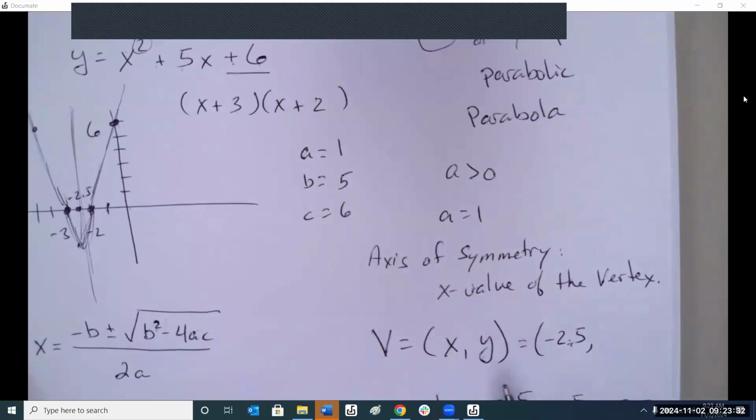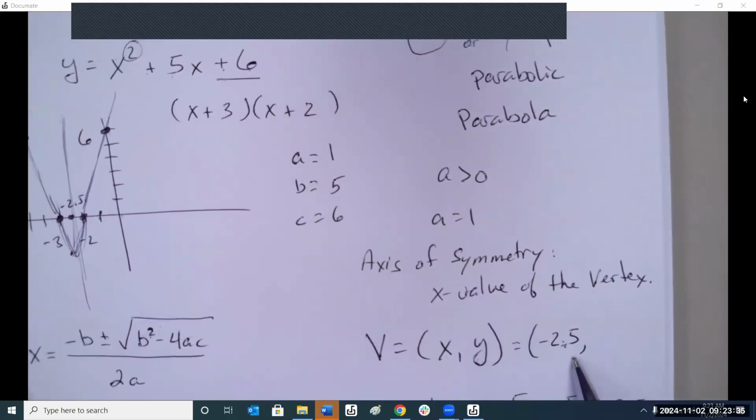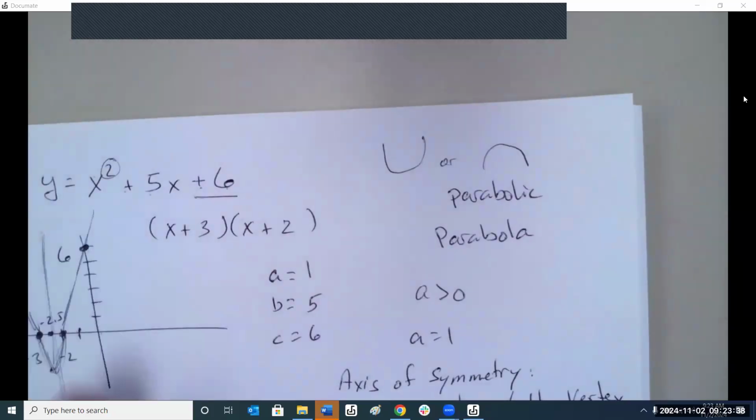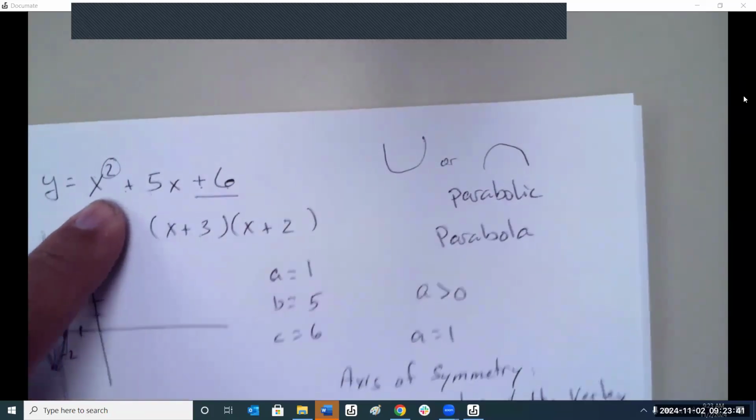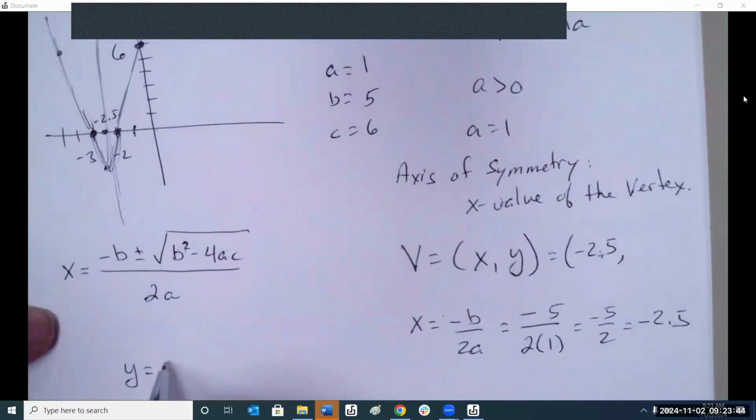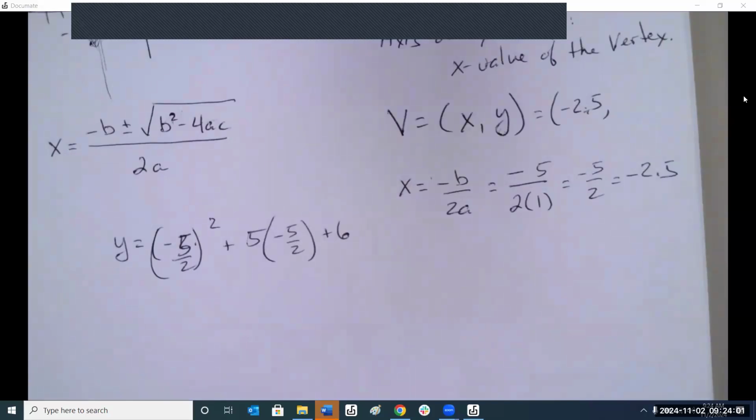Well, let's find it. How do we find the y value? Well, we know the x value. Plug it into our equation. So y is equal to, I'm gonna do -5/2 squared plus 5 times -5/2 plus 6. If you're using calculators, yeah, you can put in -2.5 squared and do all that sort of stuff, but you don't really need to. If you don't have a calculator, you can still do the work.